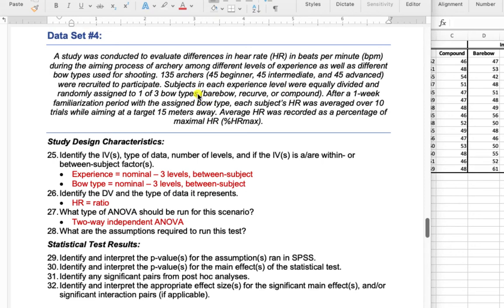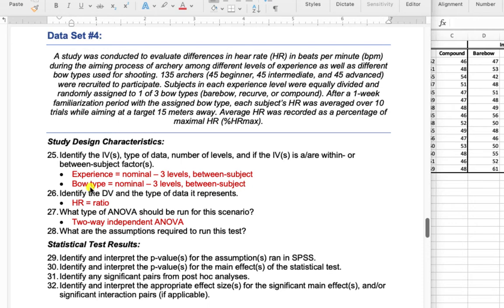Hey guys, this is a video going through the rest of dataset 4. So in the review video, we were able to identify our independent variables in this scenario as experience. We classified it as nominal with 3 levels, and it was a between subject factor.